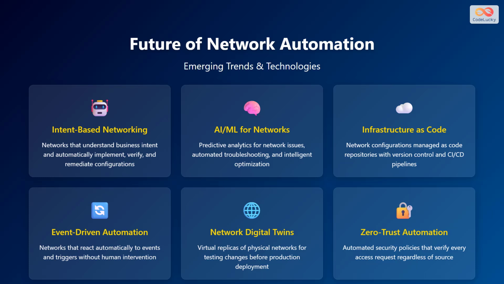Event-driven automation, networks that react automatically to events and triggers without human intervention. Network digital twins, virtual replicas of physical networks for testing changes before production deployment. And zero-trust automation, automated security policies that verify every access request regardless of source. Some useful resources include Netmiko documentation, NAPALM documentation, and network programmability and automation books.